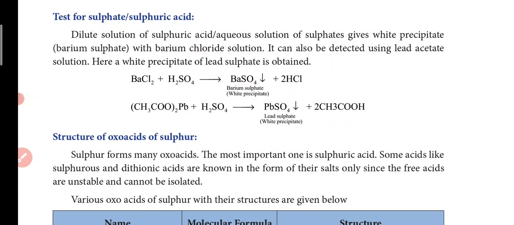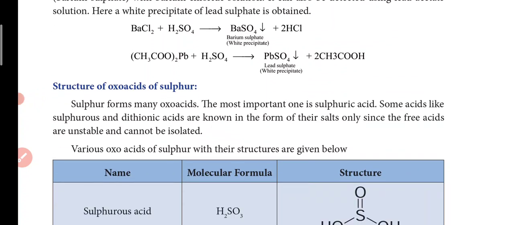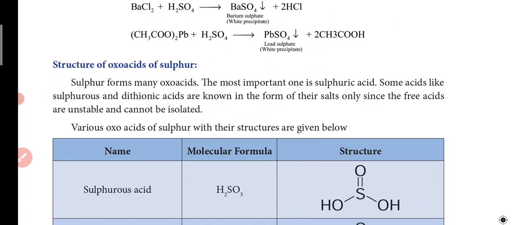So with this your sulfuric acid gets over. So when you see the sulfuric acid, these uses and test for sulfate or sulfuric acid, this test can be asked, and contact process is very very important. So all that you have to keep in mind, and few exceptions are there in between.